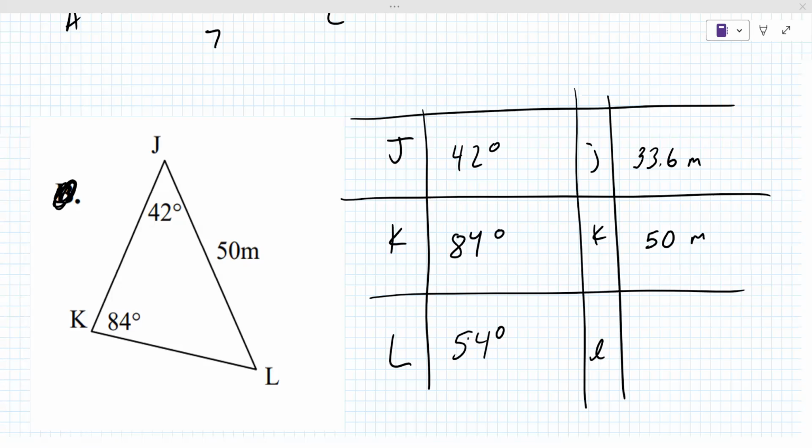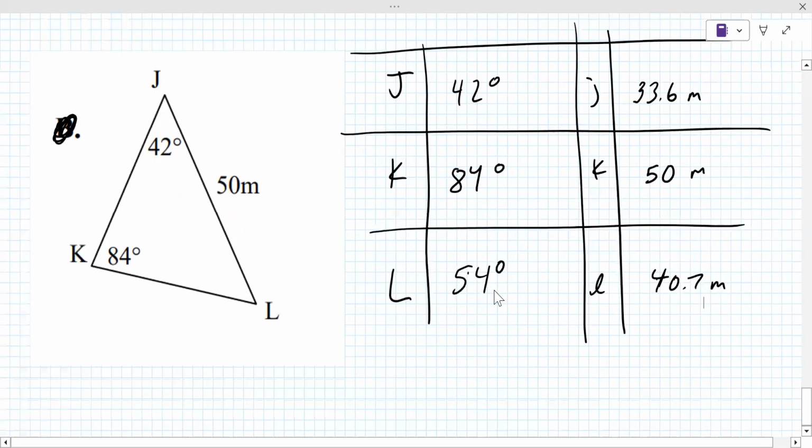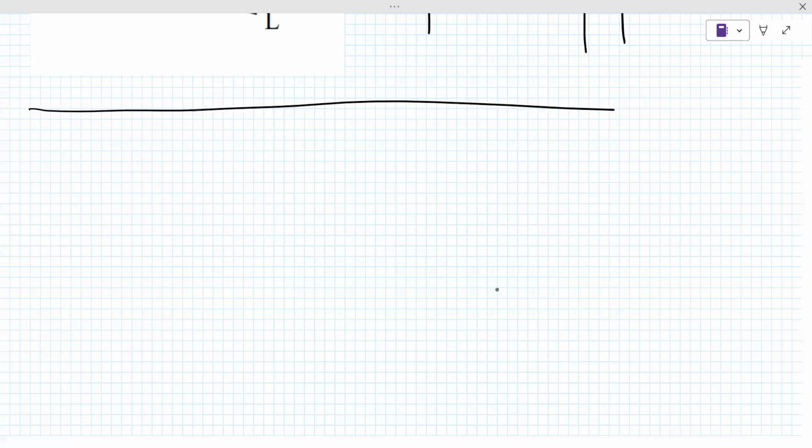Okay, little L 40.7 meters. Yes, that's correct. Okay. All right. So you're doing great. There's like we've probably figured out 80% of this. The last little piece are the exceptions.